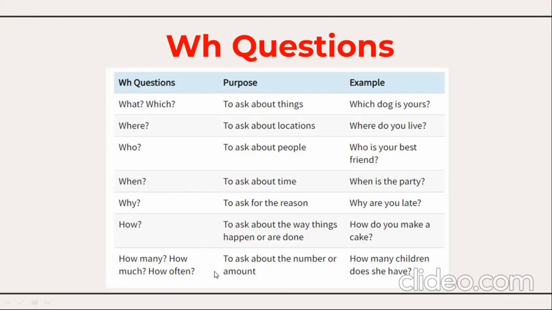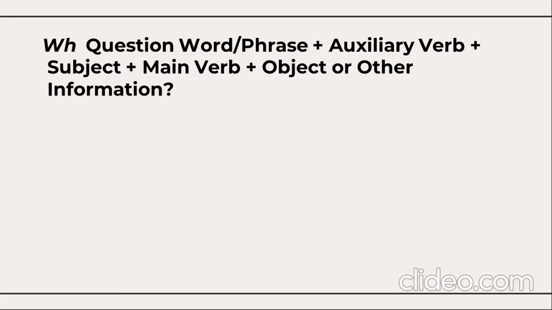How many, it's asking about the number. How much, it's asking about the quantity. How often, it's asking about the number of times. So, how many children does she have? So like this, we need to understand the objective or the purpose of each WH word. So now, this is the structure we have here: WH word plus auxiliary verb plus subject plus main verb, object, and the other information.